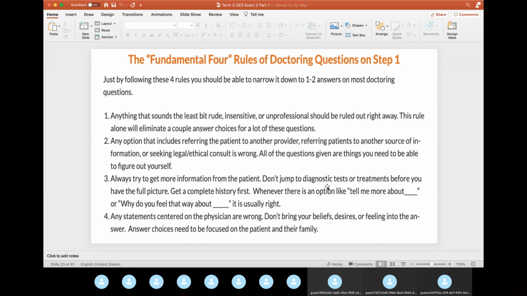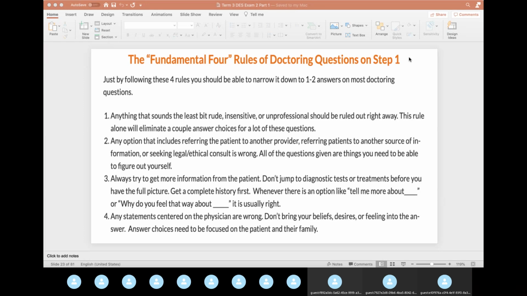Okay, four rules of doctoring questions on Step 1. What are we going to do for ethics? First, anything that sounds the least bit rude, insensitive, or unprofessional should be ruled out right away. Any option that includes referring the patient to another provider, referring patients to another source of info, or seeking legal or ethical counsel is wrong. Remember, all of the questions given are things you need to be able to figure out yourself.